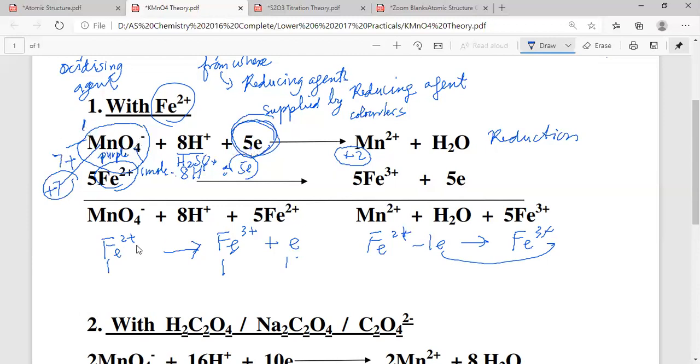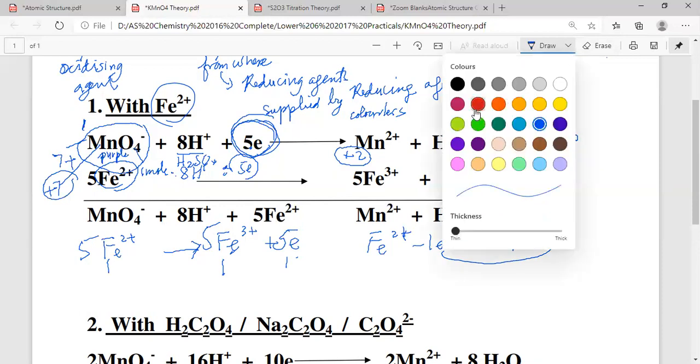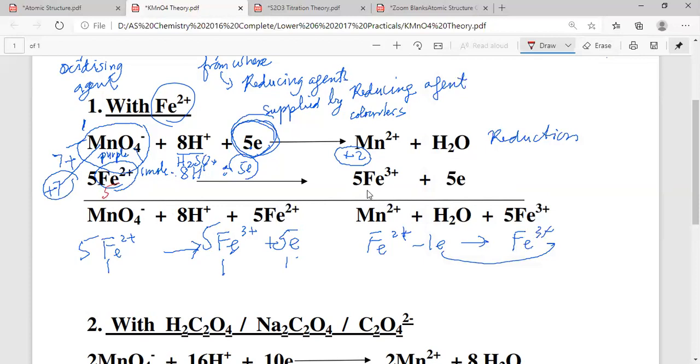So how many Fe2+ react? Of course, 5 times. I'm going to put red color now. So you can see here is 5 moles of Fe2+, giving 5 moles of Fe3+ and 5 electrons.